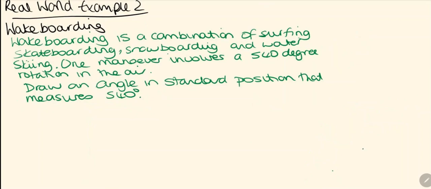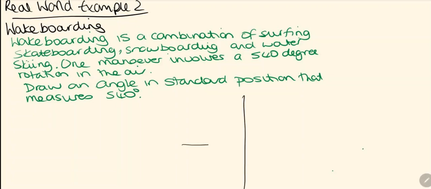So example 2, it's a real world question, wakeboarding. Wakeboarding is a combination of surfing, skateboarding, snowboarding and water skiing. One maneuver involves a 540-degree rotation in the air. Draw an angle in standard position that measures 540.